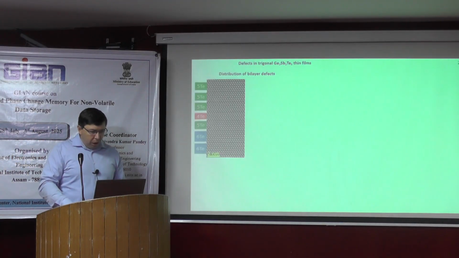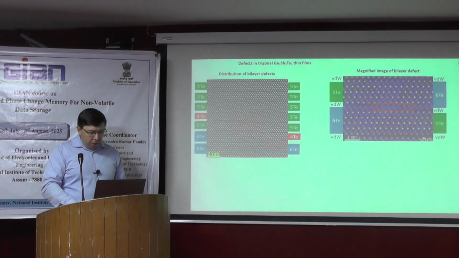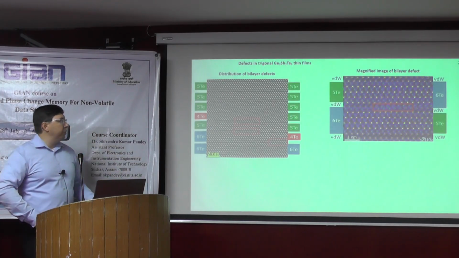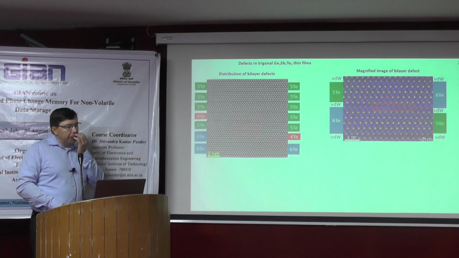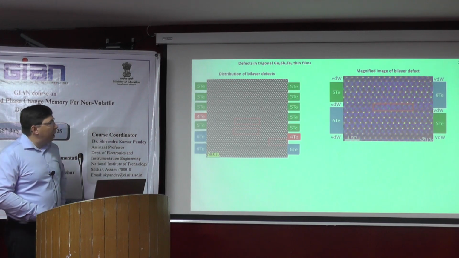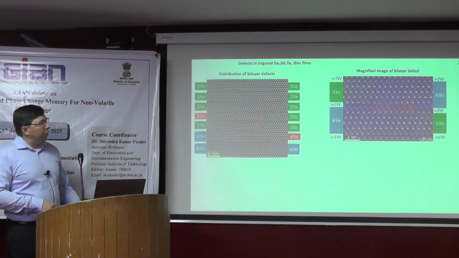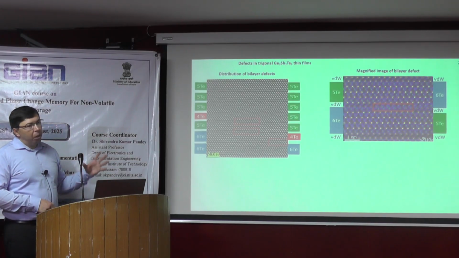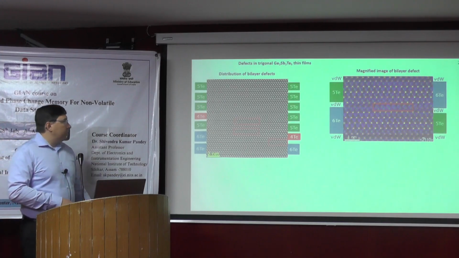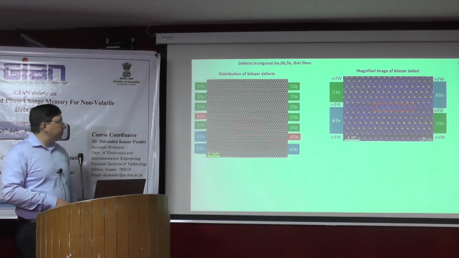So now some defects, because it's also important to know which type of defects can be formed in the system. One type of defect which we found, and also other groups have found, is the so-called bilayer defects. So how are they formed?